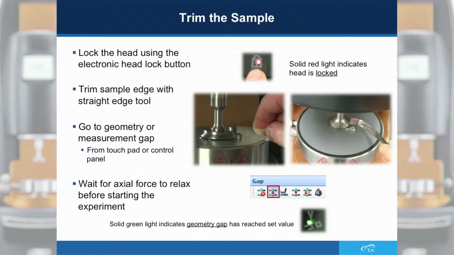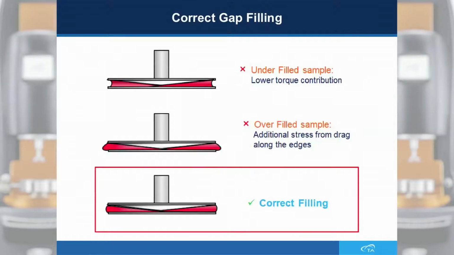Again, be sure to wait for axial force to fully relax before starting the experiment. When using plate and cone geometries, be certain to verify the sample loading and inspect the sample edge. Improper gap filling or trimming can lead to erroneous results, which are difficult to troubleshoot from the resultant data collected. Be sure to also monitor the sample for trapped air bubbles, evaporation, or material leaving the gap during testing.